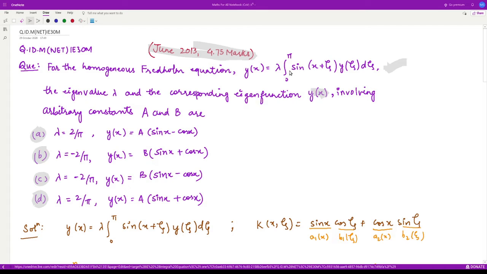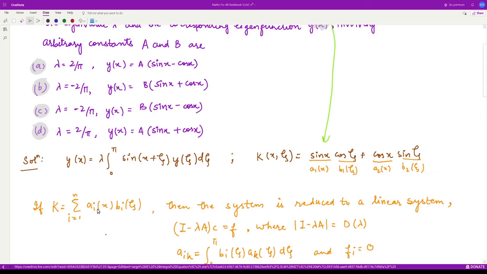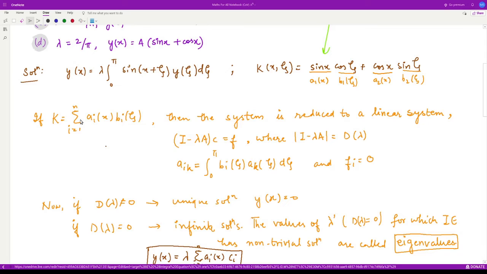So now observe that the kernel here is separable because you can expand this sine of x plus zeta as sine x cos zeta plus cos x sine zeta, right? And so this kernel is of the form summation a_i(x) b_i(zeta), where a1(x) is sine x, a2(x) is cos x, b1(zeta) is cos zeta, and b2(zeta) is sine zeta, right? Now if we have a kernel like this, which is known as a separable kernel, in that case, the system is reduced to a linear system.